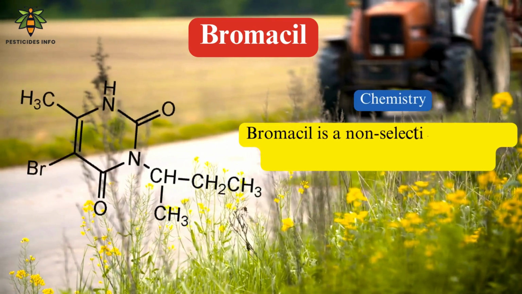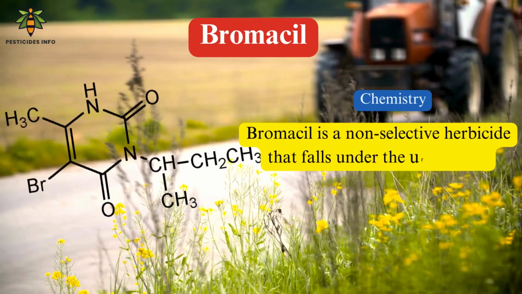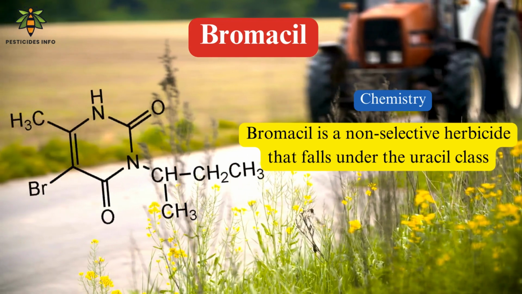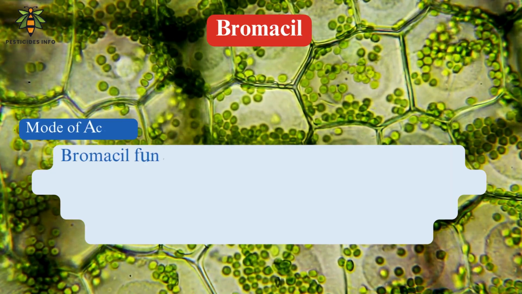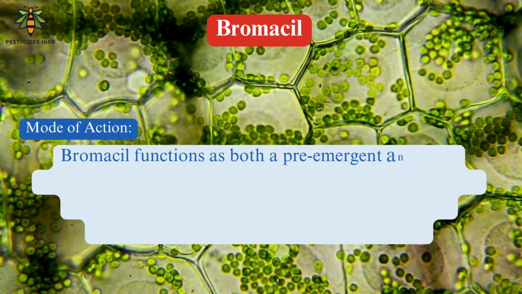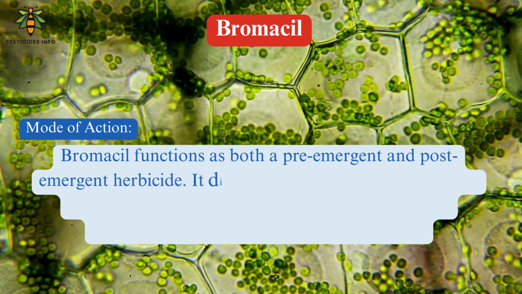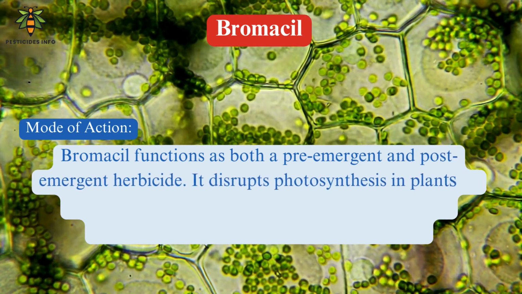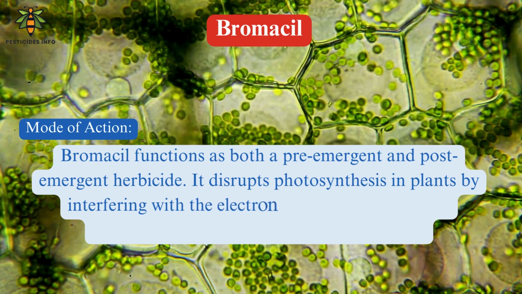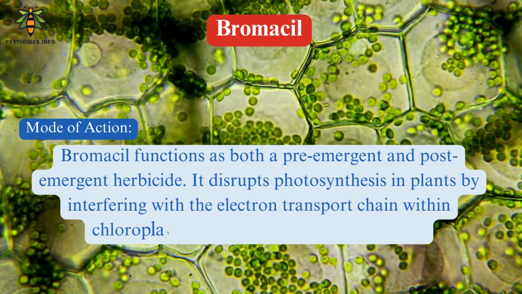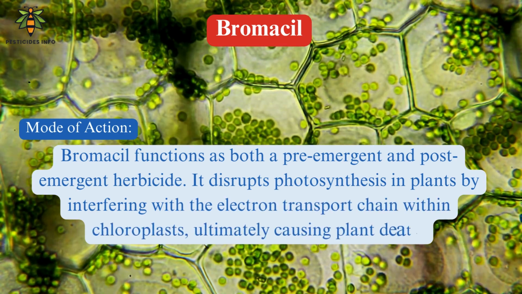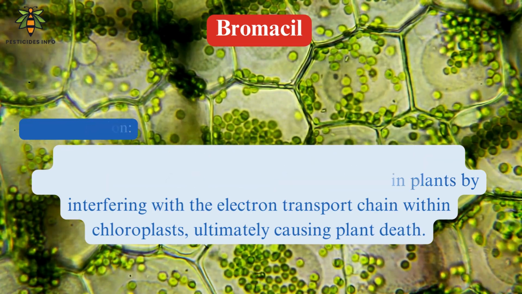Chemistry: Bromacil is a herbicide that falls under the uracil class. Mode of action: Bromacil functions as both a pre-emergent and post-emergent herbicide. It disrupts photosynthesis in plants by interfering with the electron transport chain within chloroplasts, ultimately causing plant death.